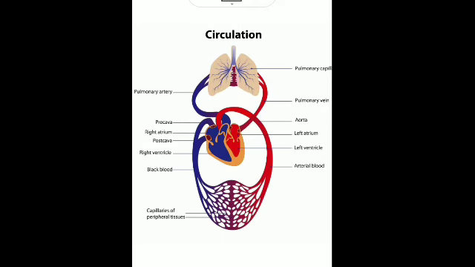Is it clear? So from the right ventricle, the blood is forced further into the pulmonary artery, and the pulmonary artery takes the blood to the lungs, where it gets mixed with oxygen and becomes oxygenated. Now simultaneously, the left ventricle contracts, and with this contraction, the oxygenated blood is pumped into the aorta.